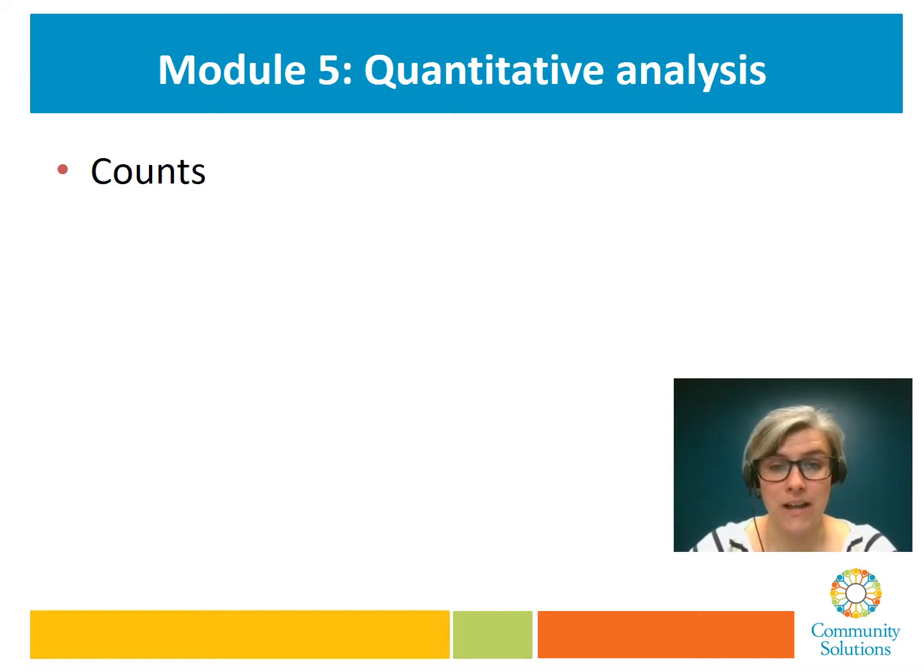The first type of analysis is counts. So this is the most basic way to analyze and report data, and it's most often used for reporting outputs. It simply involves counting up the total numbers of things such as number of trainings held or number of male versus female participants.